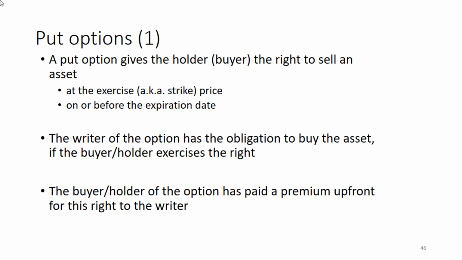So two parties. There is the writer of the option, the seller of the option, who has the obligation to buy the asset if the buyer at one moment in time wants to exercise the right. And the buyer of the option has the option to exercise the option. So that means that for the buyer, it's an opportunity, and for the writer, the seller, it's an obligation.